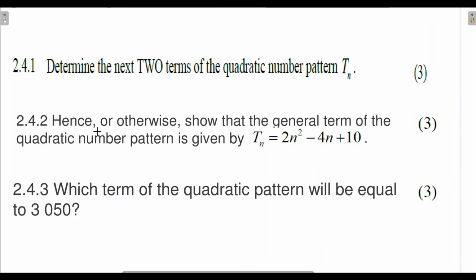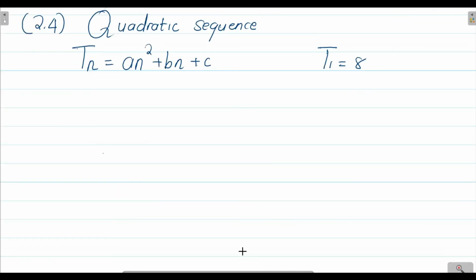Question 2.4.1 says we need to determine the next two terms of the quadratic number pattern, Tn. With this quadratic sequence, we are told that the first term is equal to 8. And then we are told that to get the terms of your first difference, you use the formula 4K minus 2.